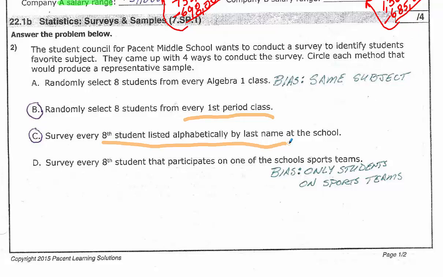D, survey every 8th student who participates in one of the sports teams. Kids who like sports, what might they like? What, PE? They picked PE? We're so surprised. Again, anytime you have a group like that has something in common, you're probably not getting as good a survey as if you make your selection more random.